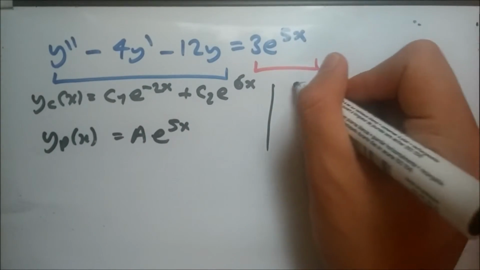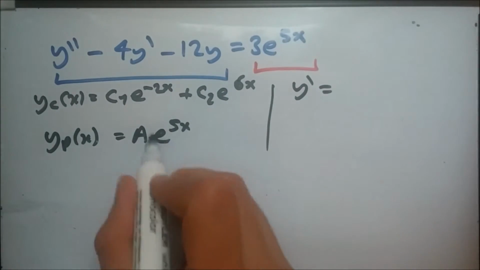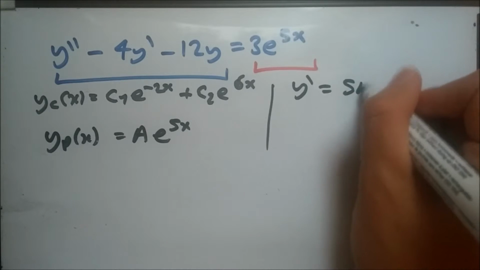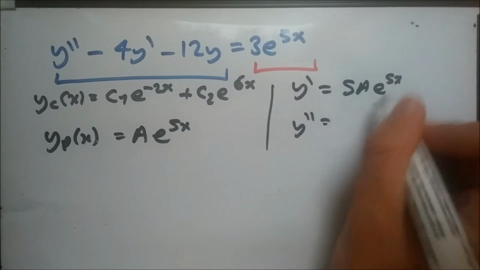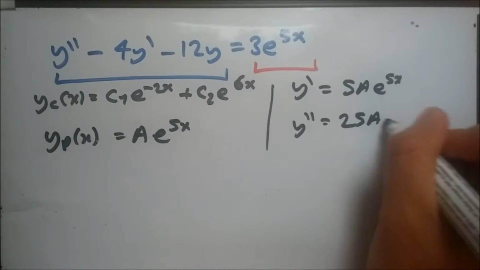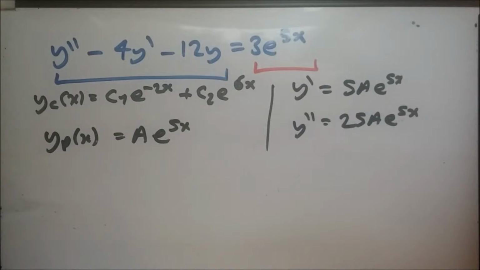So differentiating this equation once, drop the 5 down, we're going to get 5a e^5x. Next, differentiating this one once again, dropping the 5, we're going to get 25a e^5x. And that's it. Now substituting back in here. So what do we get?